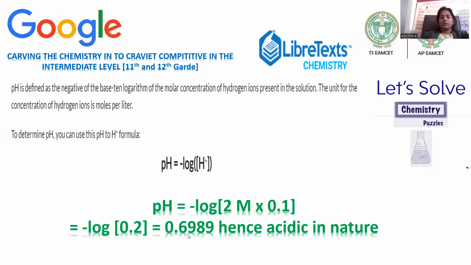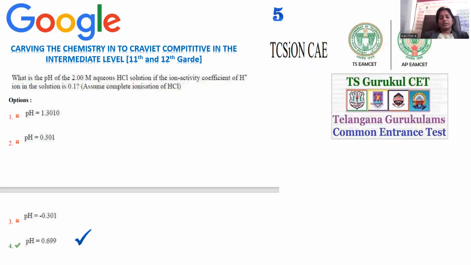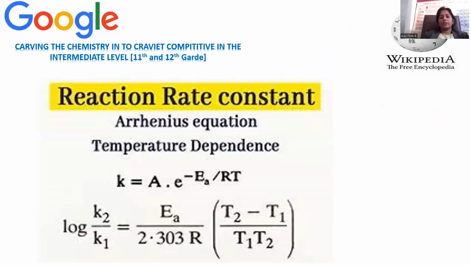So if the pH is 0.69, that solution is said to be acidic in nature. As per the Sorensen scale, the solution is said to be acidic. Acidic solution will be there. For question number 5, option number 4 will be the correct answer.